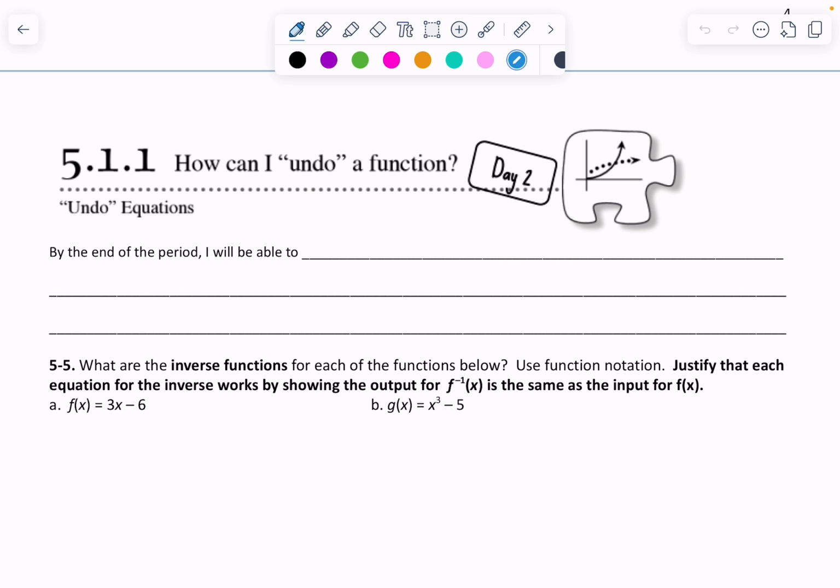So by the end of the period, you will be able to write the equation of an inverse function two different ways. So we'll start with the method that we learned yesterday. We'll look at some graphs, and then we will learn about another way that we can find inverse functions.